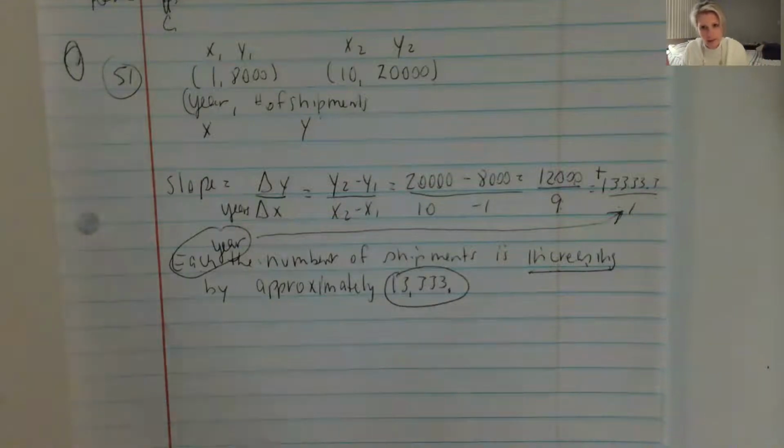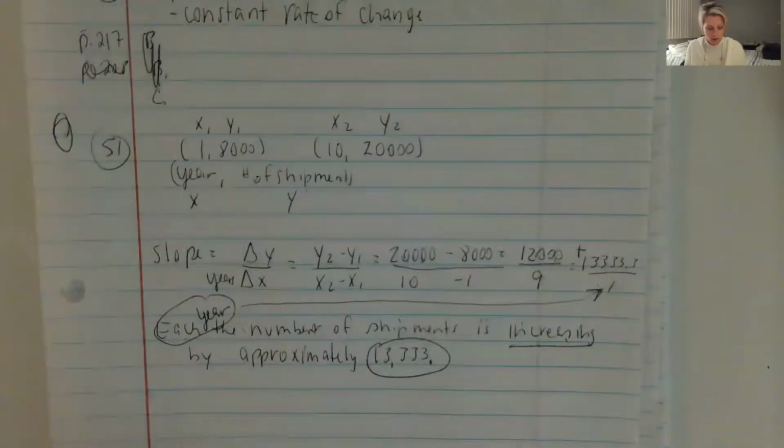So math is not just about doing the numbers, it's about being able to explain the context of what we're discussing. So I would like to look at number 54 together on page 228.